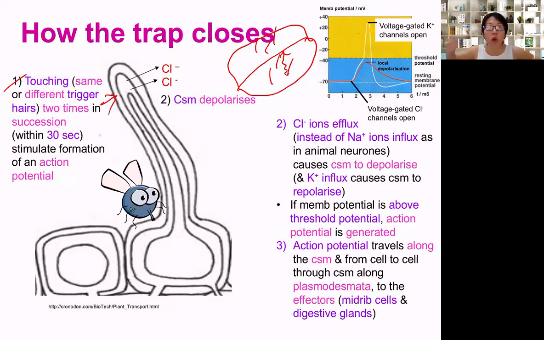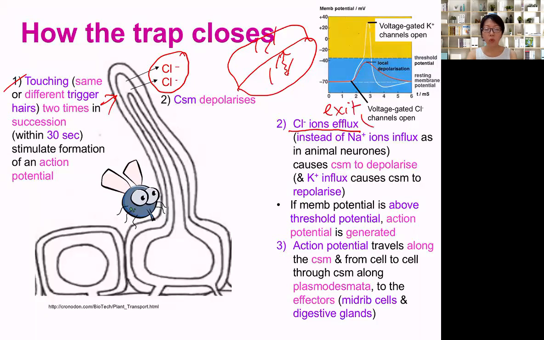Very similar to our neuron, right? Our finger touches the pin, right? Then the tip of the nerve cell depolarizes. So now the membrane at the tip of the sensory hair depolarizes. Now, for plant, they use chloride ions. They don't use sodium ions here. So what happened is that chloride ion diffuse out of the cell. So chloride ion efflux. Efflux means exit.